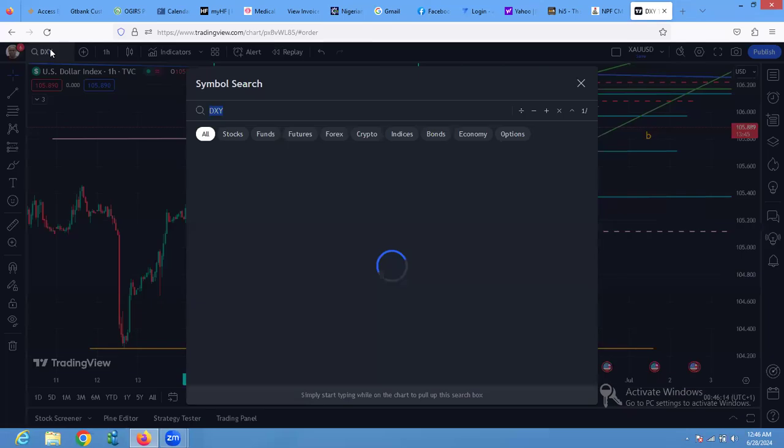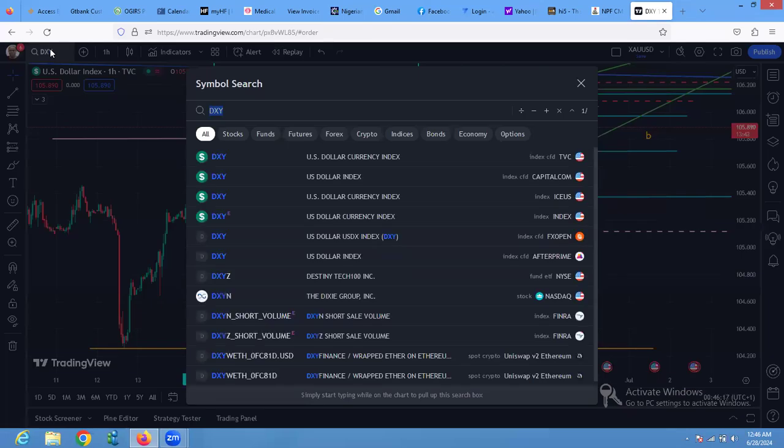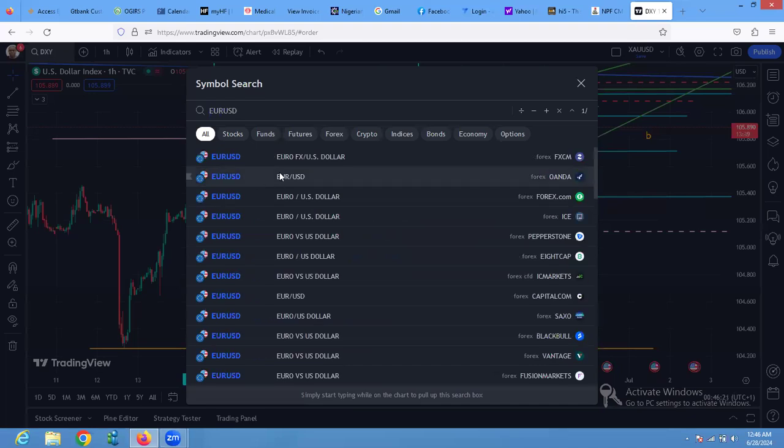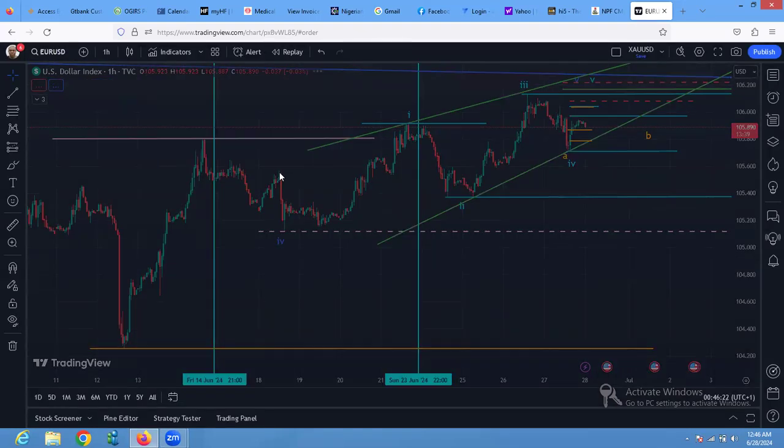And on US dollar index is the same. So let's look at Euro USD. I don't want it to be long. I have a knack for teaching too long.